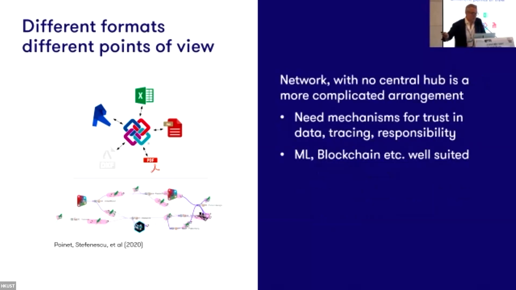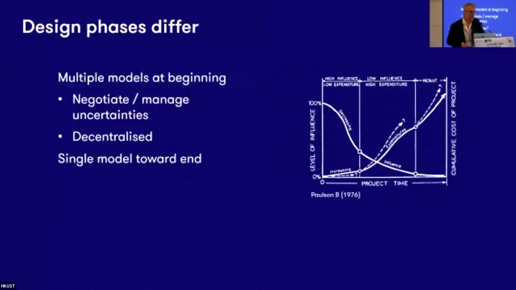Now, this, of course, is a network. It's got no central hub. It's a much more complicated arrangement, and we need mechanisms for building trust in our data, for tracing, for responsibility, and so on. But if this is useful in early stage design especially, then this is the kind of area where we have to put more research. This is the kind of area that machine learning is ideally suited for, that blockchain is ideally suited for. Excellent for that. My minute's come up, and it's just about the end, so I'll just leave it with that. I think that's one area where research has to go. We're going in that direction, and I think much more can be done.